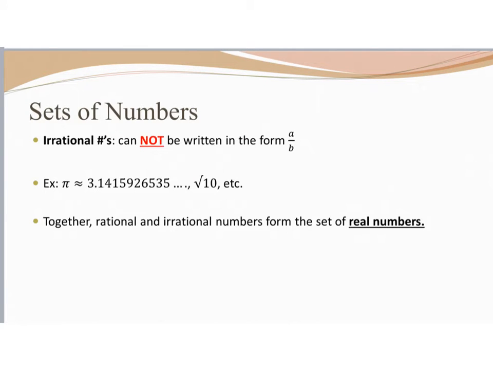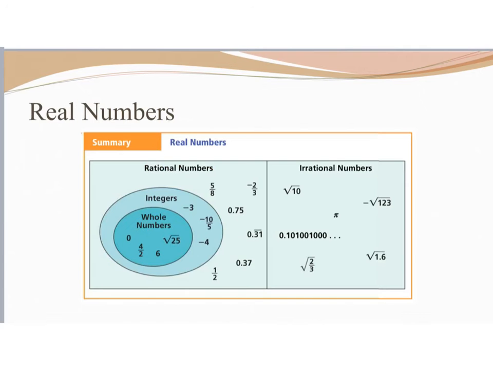So by now you're probably asking yourself, well, what about numbers that cannot be written as a rational number or cannot be written as a fraction? These are what we call irrational numbers, and that's because they cannot be written in the form of a over b or as a fraction. Some classic examples would be something like pi. Remember, pi is a number that will continue on forever. The square root of 10 is another example. So when we take our rational numbers and our irrational numbers and put them together, we get a set of what we call real numbers.